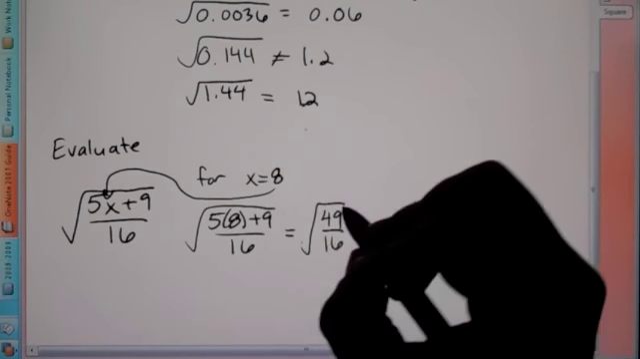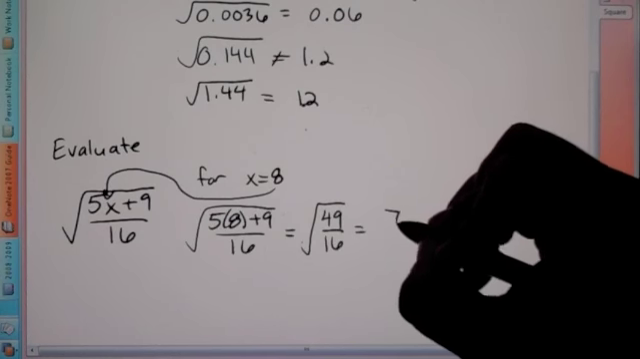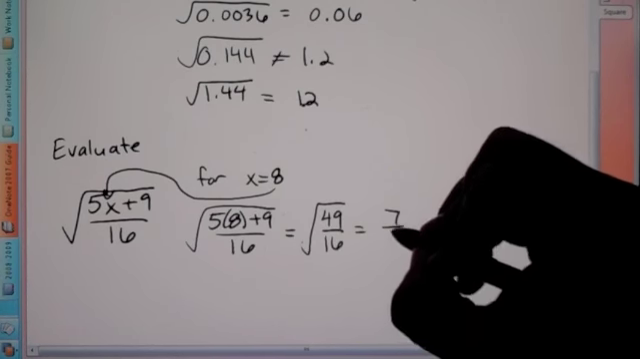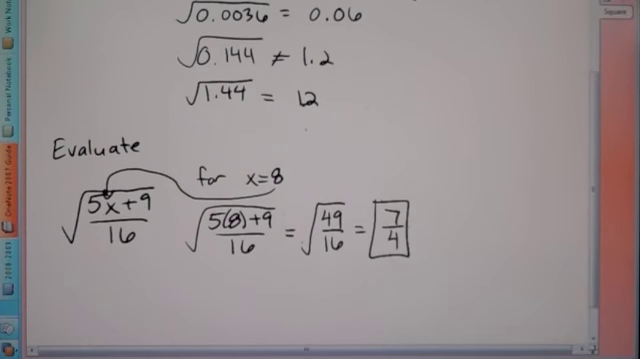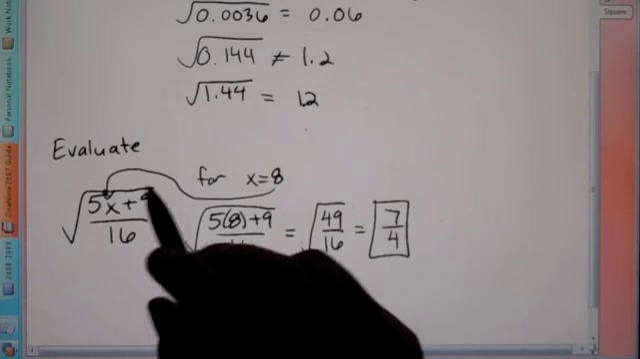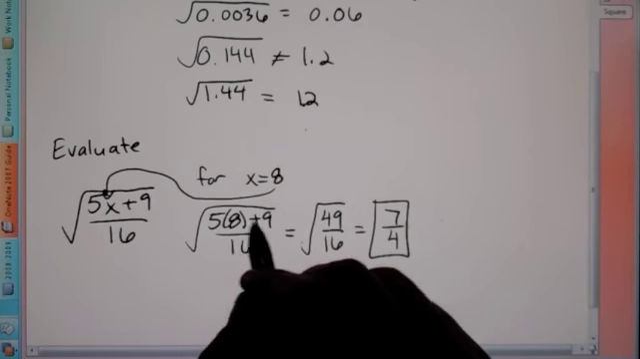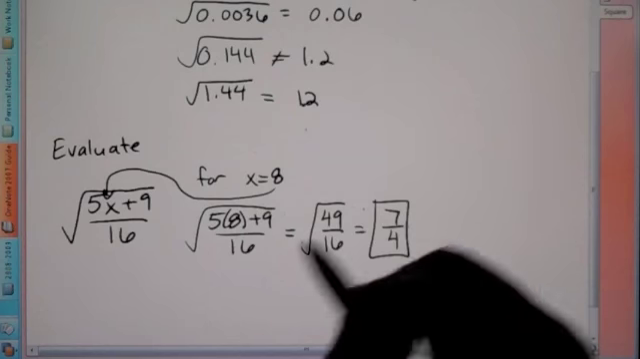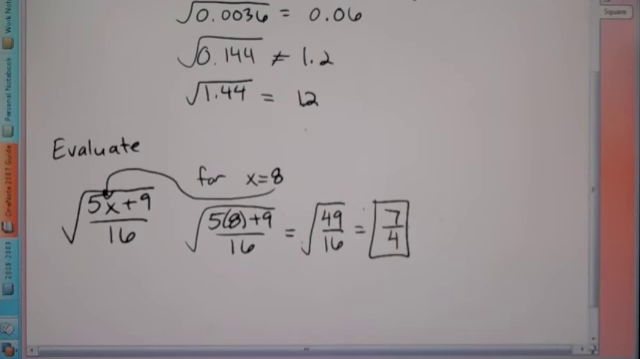And now we can take the square root. Square root of 49 is 7. Square root of 16 is 4. So this would be your final answer. So again, first plug in, and then we simplify the top, and then we take the square root. So that is how we do a problem like that.